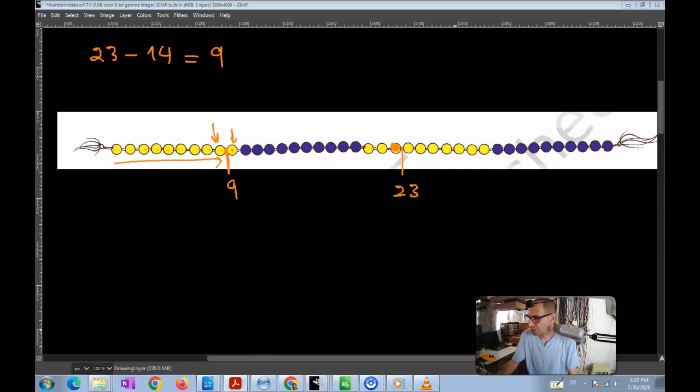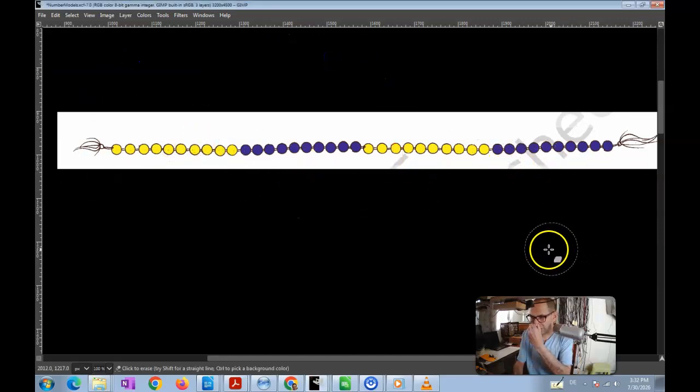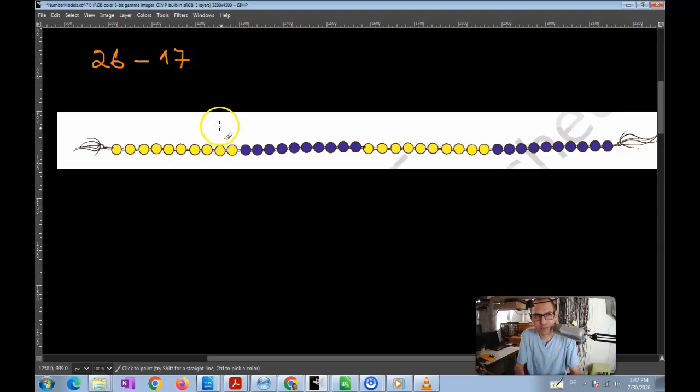Or for example, let's do this last one as well. Suppose that I want to do 26 minus 17, for example. 26 minus 17. So 26, I locate 26 over here. That's 20, that's 3, that's 6. So I put my marker over here, and I write a 26, right?